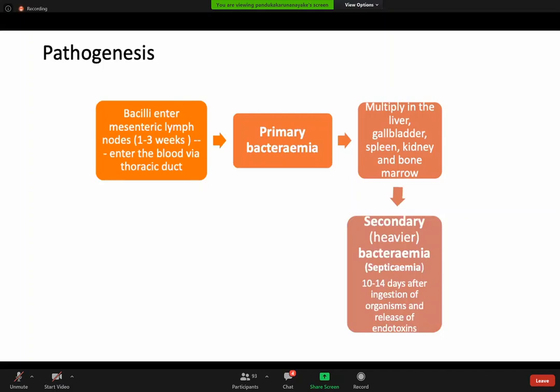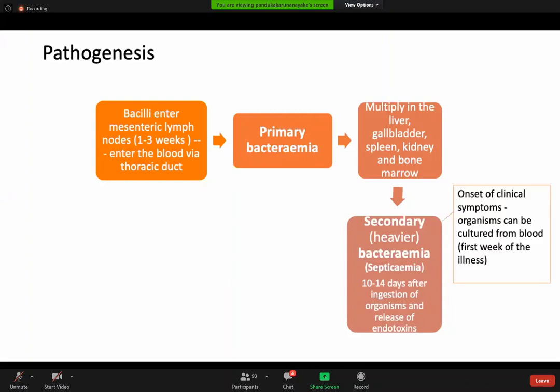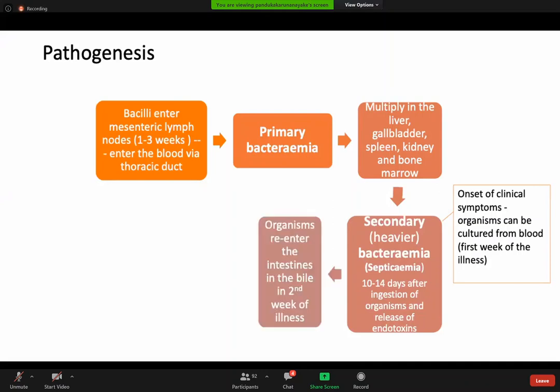And it is at this point that the patient will start showing clinical symptoms. So this will be the onset of clinical symptoms. What you saw in this patient, the fever and the mild abdominal pain, will start from this point onwards. Because when the organisms multiply in the liver and in the gallbladder, they re-enter the intestines. They re-enter the intestines through the bile during the second week of the illness.